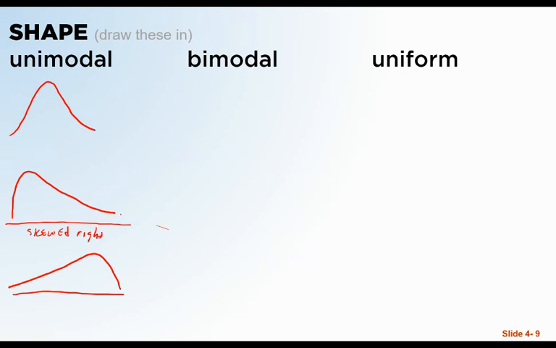And you can just see it's pulled to the right. Otherwise it'd be symmetric. So it's like which way is it stretched that makes it not symmetric. This is stretched to the right to make it not symmetric. This is stretched to the left, so we say skewed left. And this is just symmetric.